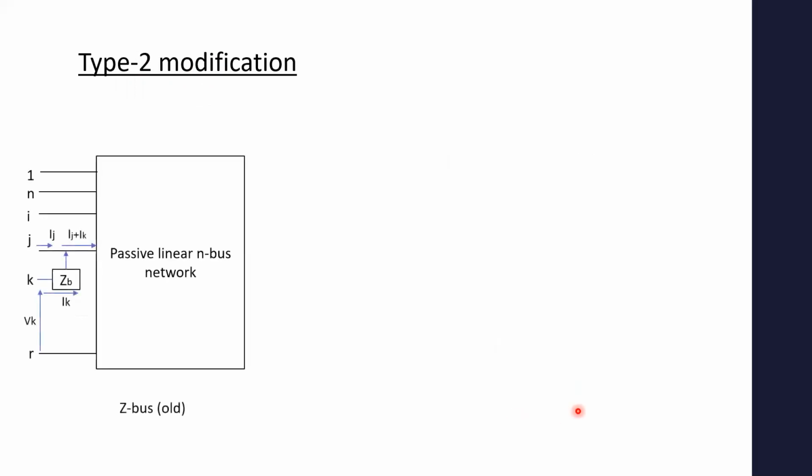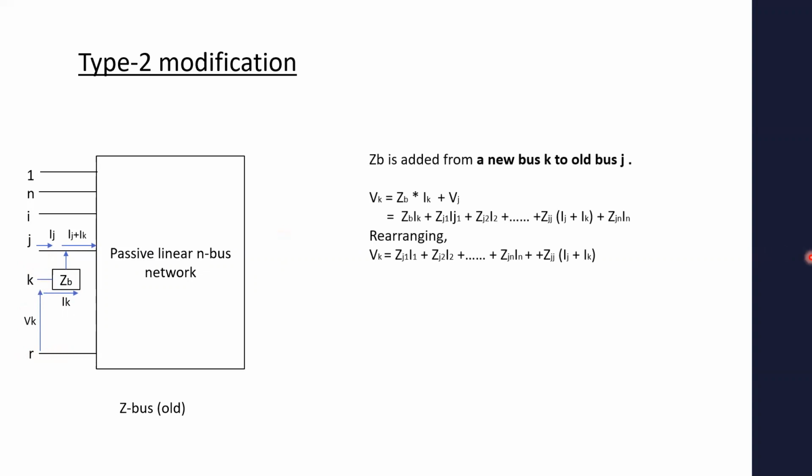Now, type 2 modification. This is the basic diagram of type 2 modification. J is the old bus, K is the new bus, and ZB is added between the old bus and the new bus. In type 1 modification, we added an element between the reference bus and the new bus. Now it is between an existing bus and the new bus K. So this is a KVL that has been applied.